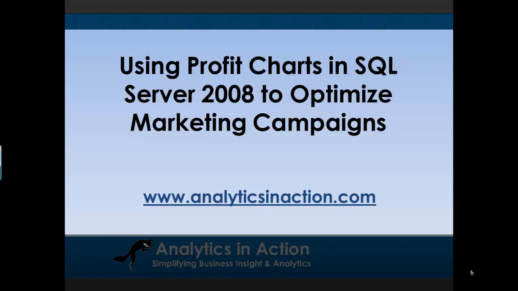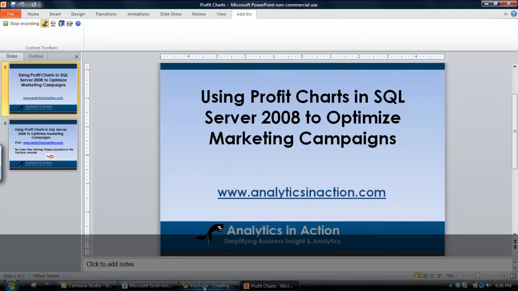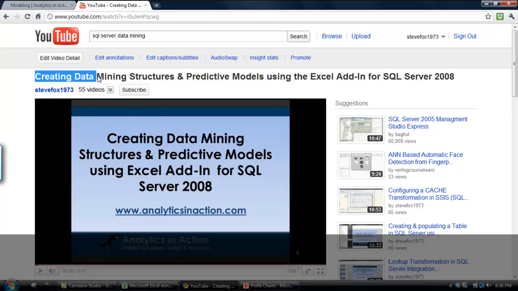What I want to do today is give you a demo of how to use profit charts to optimize marketing campaigns. This video builds on a previous video I did in which I created a couple of predictive models, a decision tree and a neural network. I used these models to predict the profile of customers that are likely to attend a marketing event.